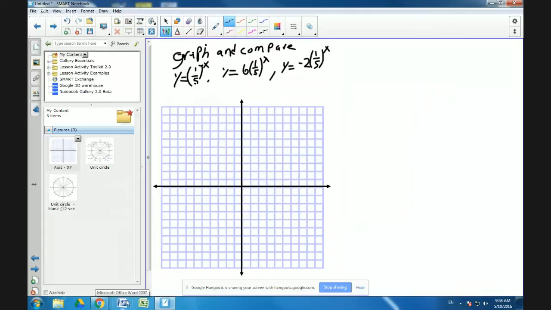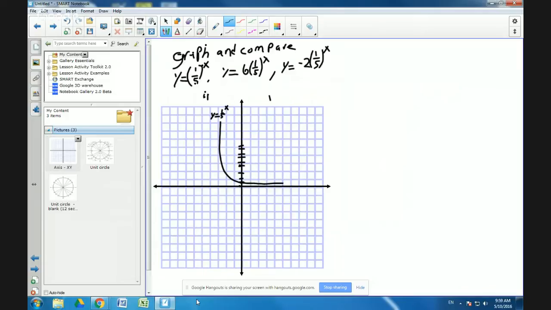Since we have a fraction, the graph is going to be an exponential decay rather than increasing. So here we'll see the graph start in quadrant 2 and go into quadrant 1. So your graph for y equals (1/5)^x will be normal, intersecting at 1.